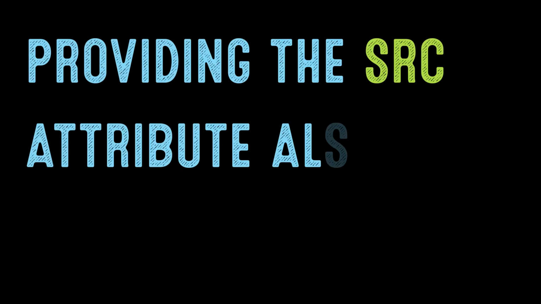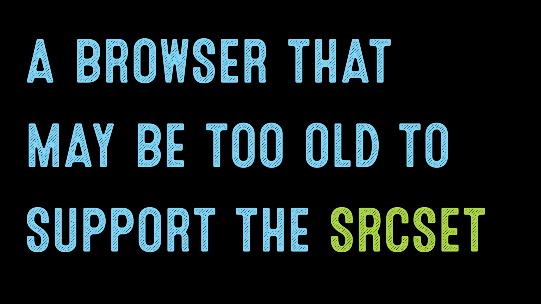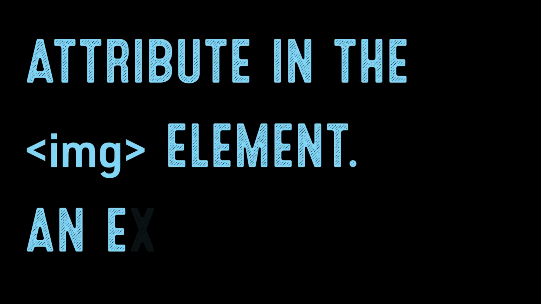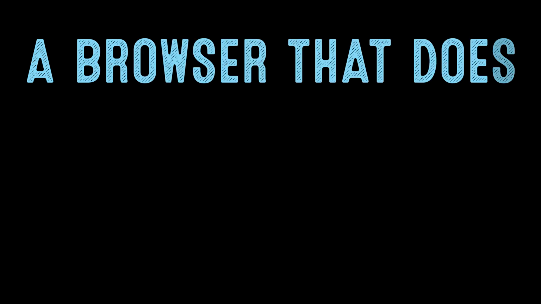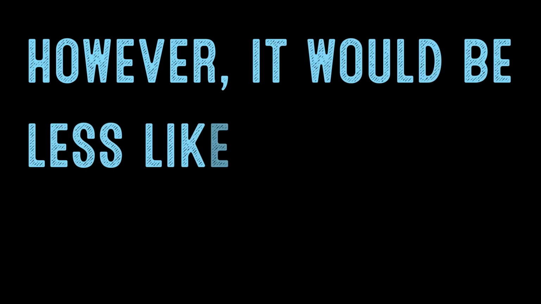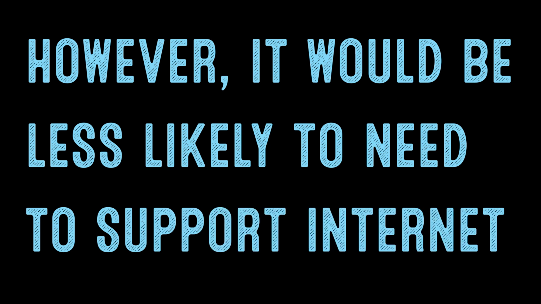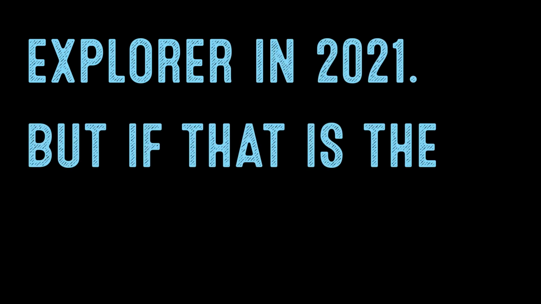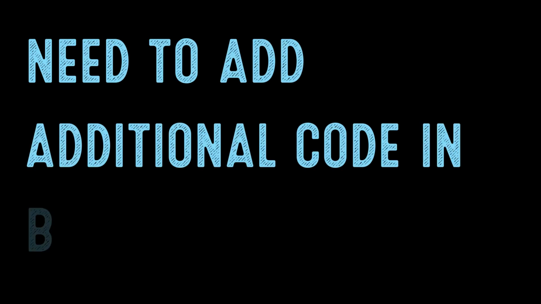Providing the source attribute also gives an option to a browser that may be too old to support the source set attribute in the image element. An example of a browser that does not recognize source set is Internet Explorer. However, it would be less likely to need to support Internet Explorer in 2021. But if that is the case, you may also need to add additional code in both HTML and CSS to make sure your images are scaled appropriately for an older browser such as this.